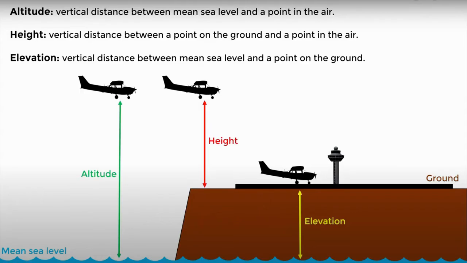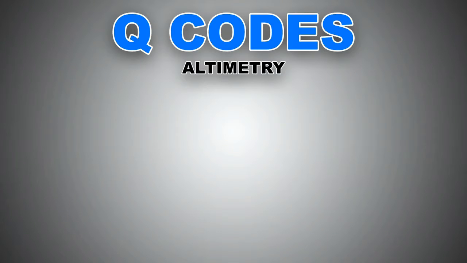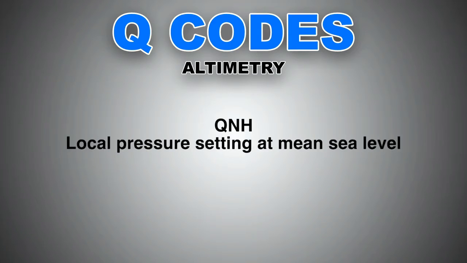This picture will help you visualize the three words and their meaning. Now that we understand the difference between altitude, height, and elevation, let's move to the Q codes. First and the most important one that you will be hearing every single flight is QNH. Please keep in mind that the three letters QNH do not actually stand for anything.